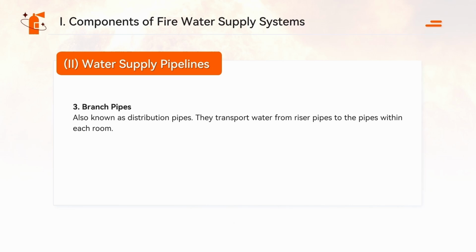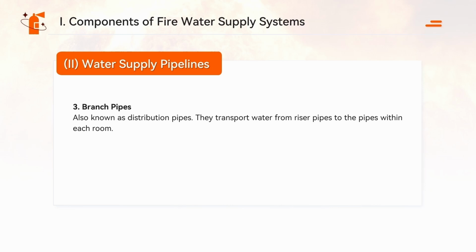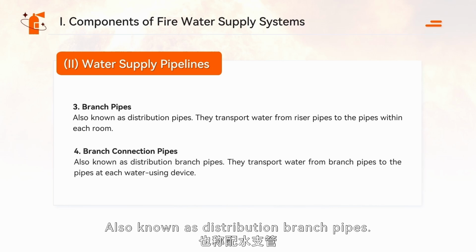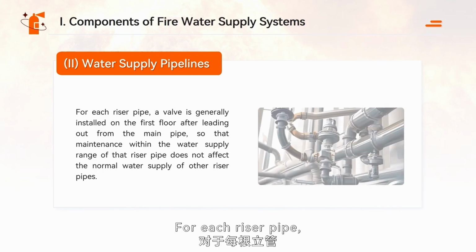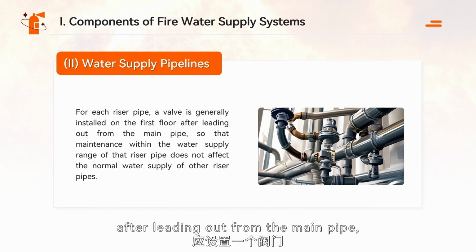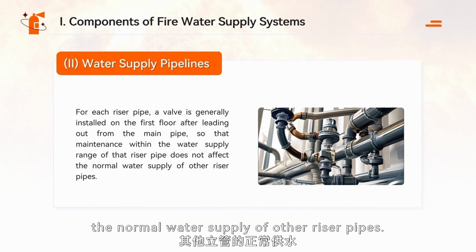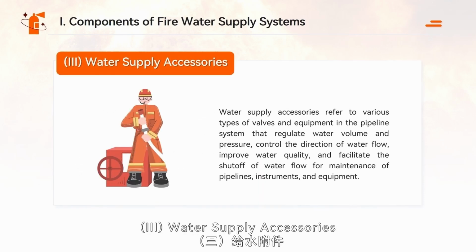Branch pipes, also known as distribution pipes. They transport water from riser pipes to the pipes within each room. Branch connection pipes, also known as distribution branch pipes. They transport water from branch pipes to the pipes at each water-using device. For each riser pipe, a valve is generally installed on the first floor after leading out from the main pipe, so that maintenance within the water supply range of that riser pipe does not affect the normal water supply of other riser pipes.